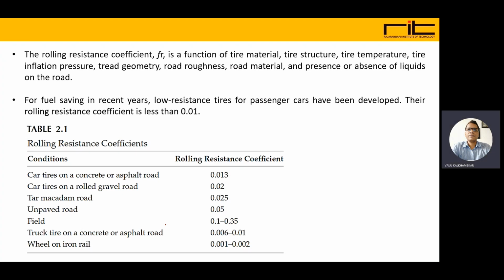Here we can see some rolling resistance coefficients. For car tires on a concrete or asphalt road, it is 0.013. On rolled gravel road, it is 0.02. Tar macadam road, it is 0.25. Unpaved road, it is 0.05. On a field, the rolling resistance coefficient is 0.1 to 0.35. For a truck tire on a concrete or asphalt road, it is 0.006 to 0.01. On an iron rail, it is very low, 0.001 to 0.002. So rolling resistance coefficient examples are shown.